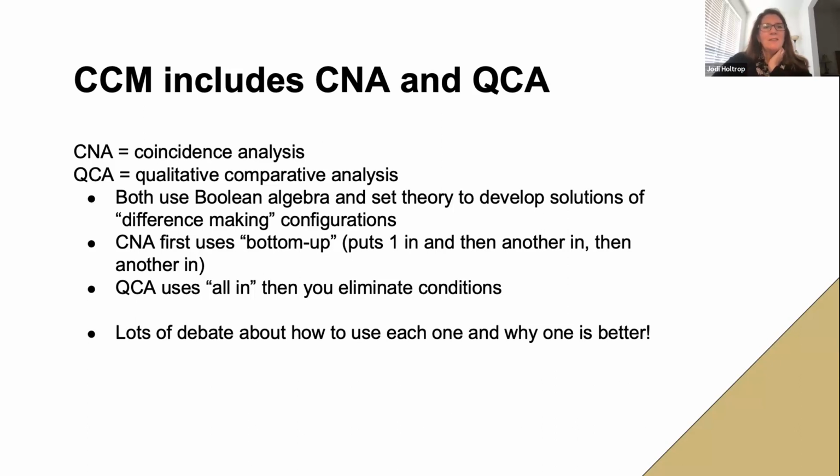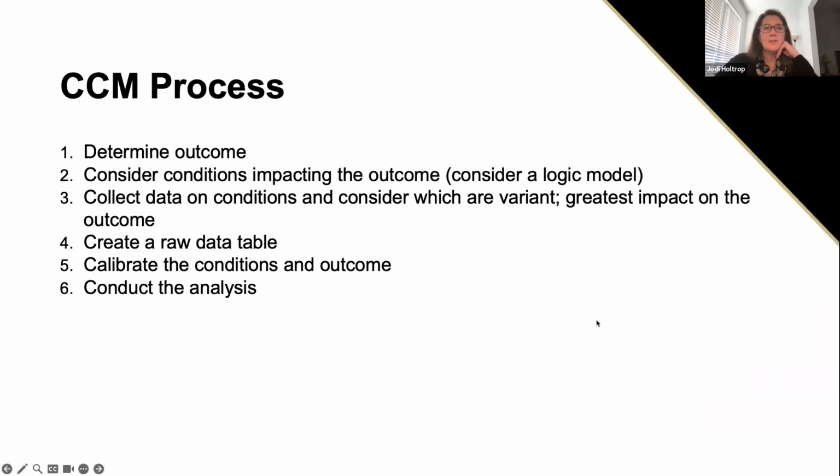So the CNA uses a bottom up, and the QCA is kind of like an all in. So think of when you do factor analysis, do you put one in, then the next in, then the next in, or do you put everything in? There's lots of debate about which one is better, and I'm not going to get into that, but I'm really just trying to illustrate it mostly as a mixed methods, advanced method. So you want to determine what your outcome is, and what conditions you consider to be impacting the outcome.